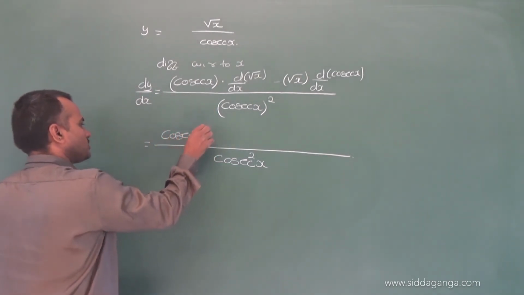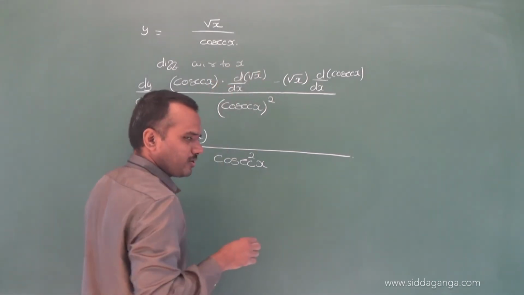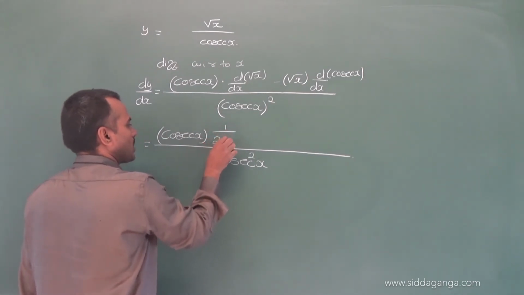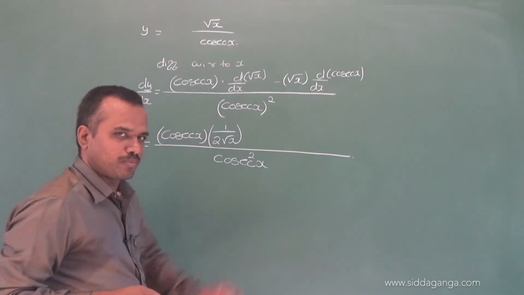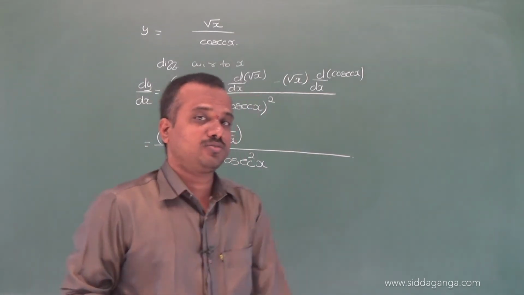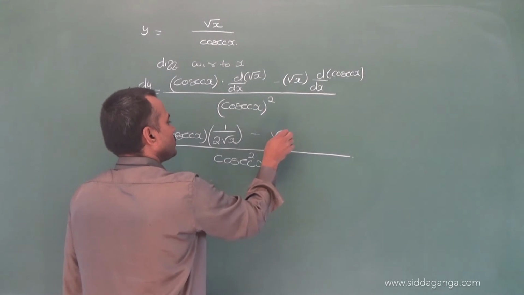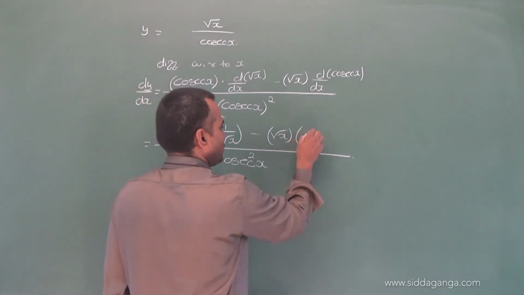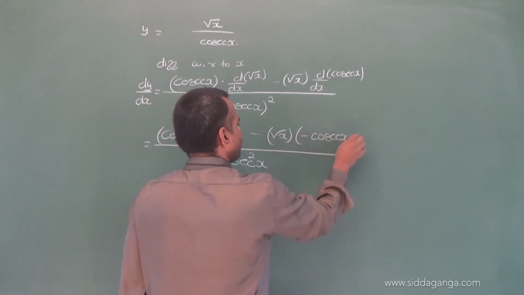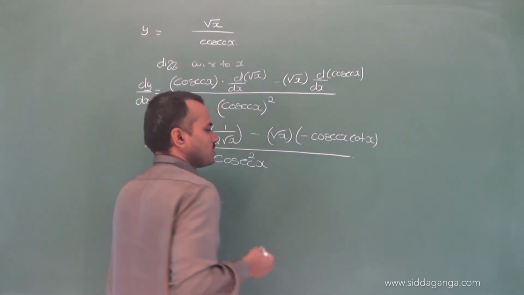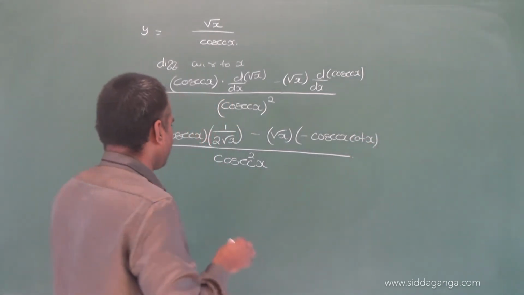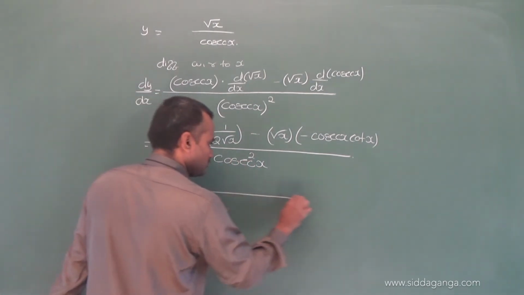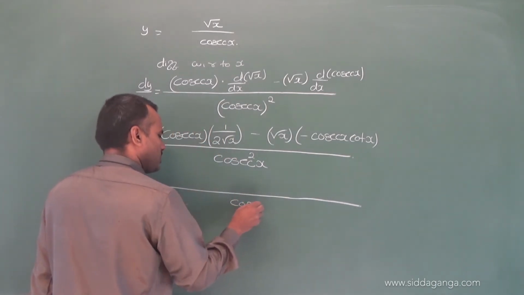Cosecant x, you know root x derivative, already you know root x derivative is 1 by 2 root x. That's why you practice the table very well. That is very important. Minus root x into derivative of cosecant x, minus cosecant x cot x, minus cosecant x into cot x. If you want to keep as it is, no problem. Sir, we will simplify. Yes, no problem.